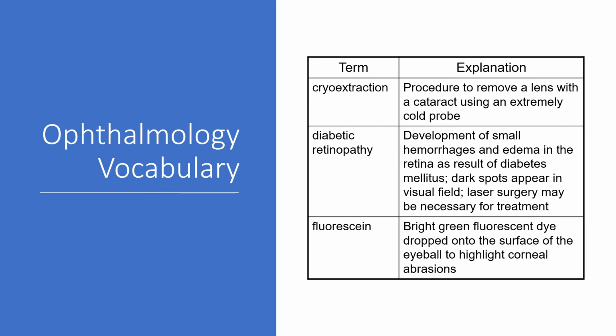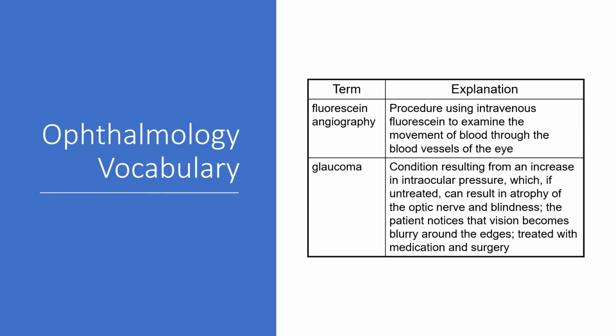Diabetic retinopathy is the development of small hemorrhages and edema in the retina as a result of diabetes mellitus. Dark spots appear in the visual field. Laser surgery may be necessary for treatment. Fluorescein is a bright green fluorescent dye dropped onto the surface of the eyeball to highlight corneal abrasions. Fluorescein angiography is a procedure using intravenous fluorescein to examine the movement of blood through the blood vessels of the eye.